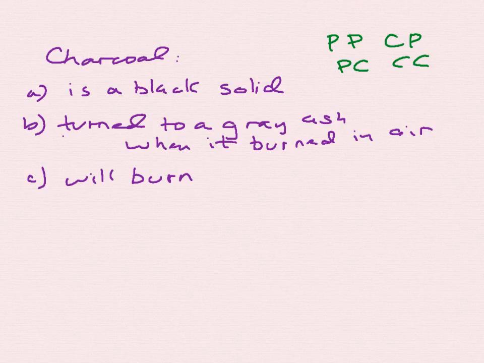Charcoal is a black solid. You're describing the color only. The chemistry hasn't changed. And that then would be an example of a physical property.